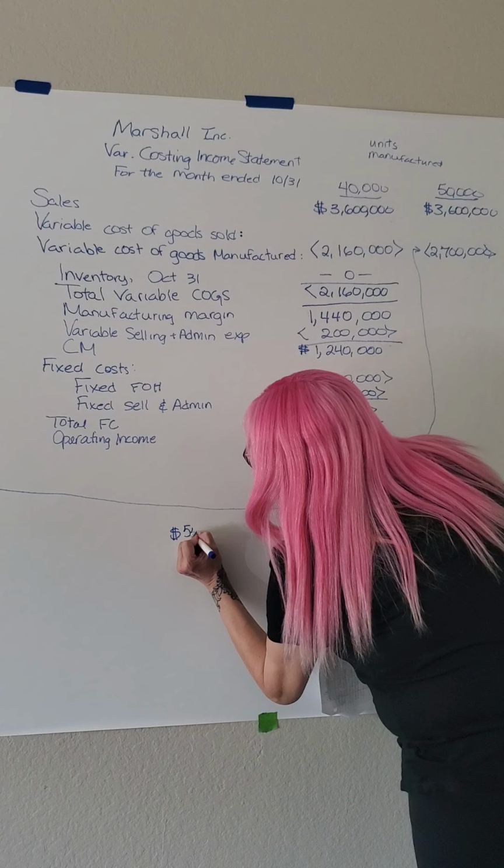So that's in between what the contribution margin is. So the manufacturing margin's left over. Then we're going to subtract variable selling and admin expenses to get the contribution margin. Then we have our fixed costs, fixed factory overhead, fixed selling, administrative, total fixed costs come to operating income.